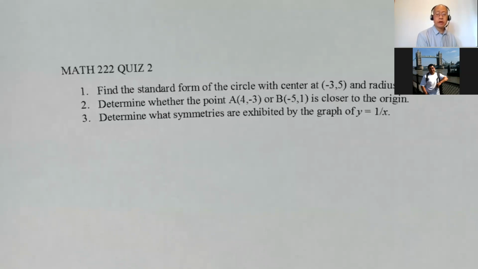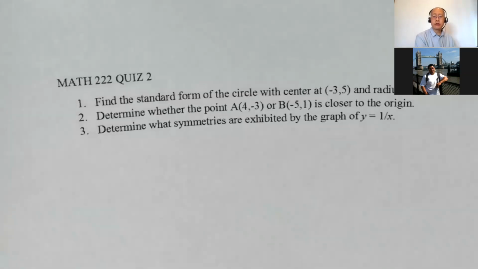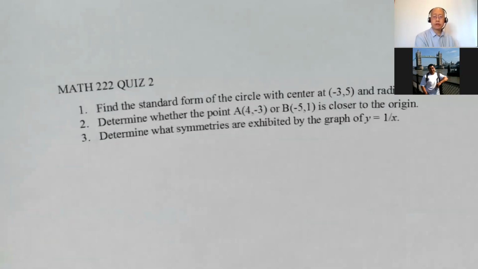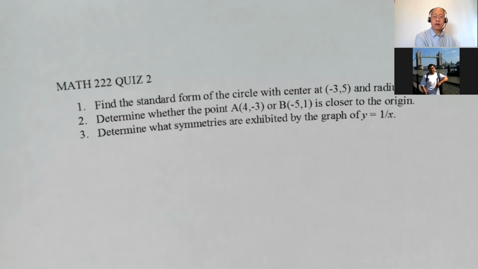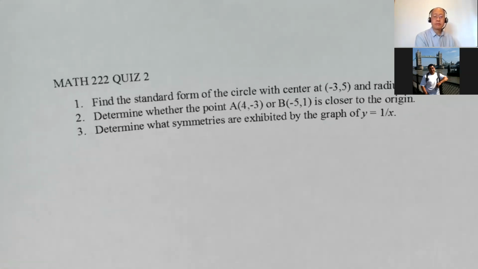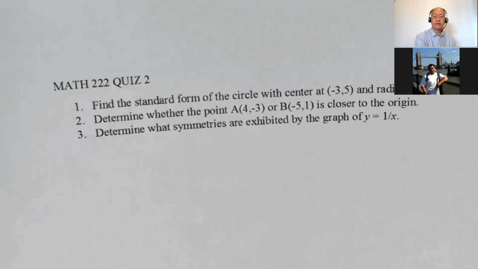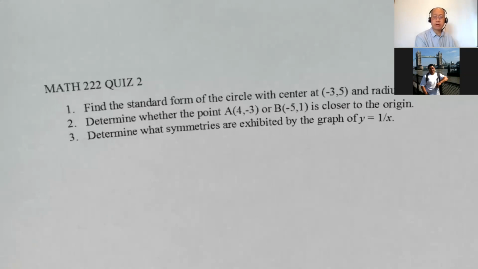Number 2, determine whether the point A (4, -3) or B (-5, 1) is closer to the origin. Which one is closer to the origin? There's a problem exactly like that in the homework. Find out how far A is from (0, 0), how far B is from (0, 0), and whichever is the smaller number will be the answer, right?